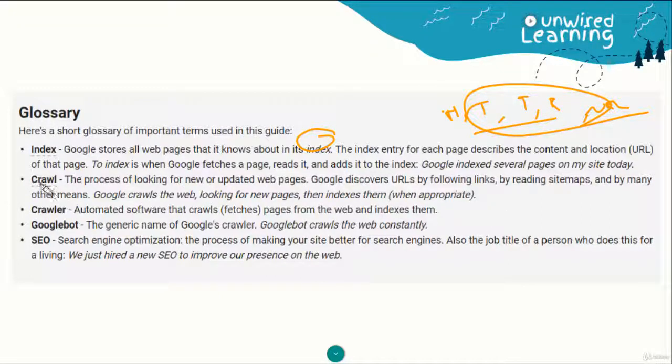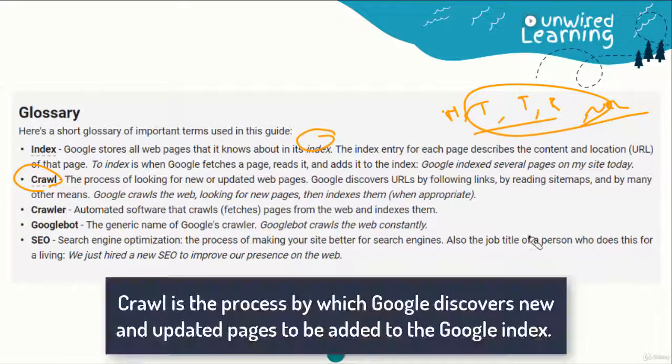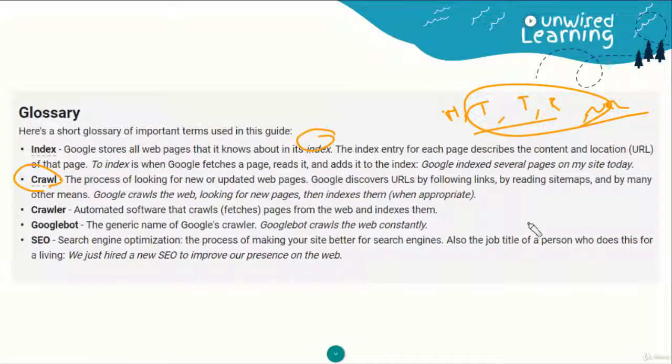Now let us understand crawl. Crawl is the process of updating the previous content of a page or fetching new pages. This keeps happening all the time. Google crawls the web for new pages, and if they find old pages, they keep on updating them. If they find new pages, they keep on indexing them, meaning they keep on storing them in their database. So crawl is nothing but fetching of new pages and updating of old pages.